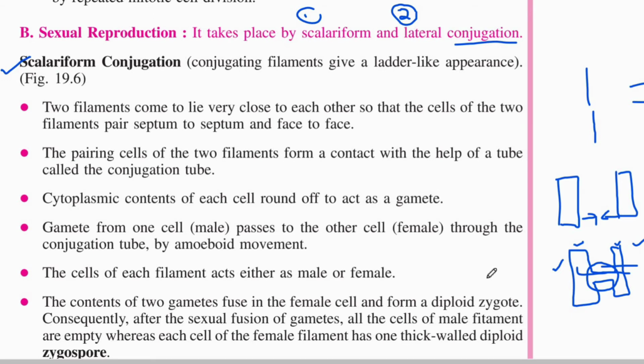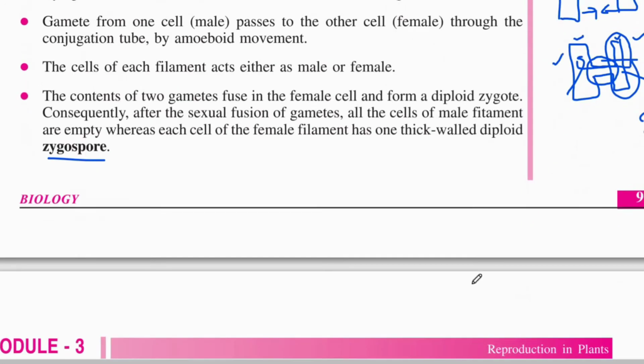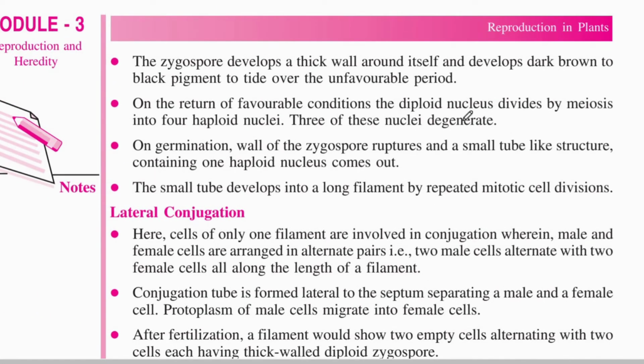Okay, and the contents of the two gametes fuse in the female cell, and here it produces a diploid zygote. After this fusion, everything is in the female cell, the diploid zygote, and the male cell becomes empty. The female cell becomes diploid and produces a thick walled structure known as zygospore. The zygospore develops a thick wall around itself and becomes dark brown, and it will tide over all the unfavorable conditions.